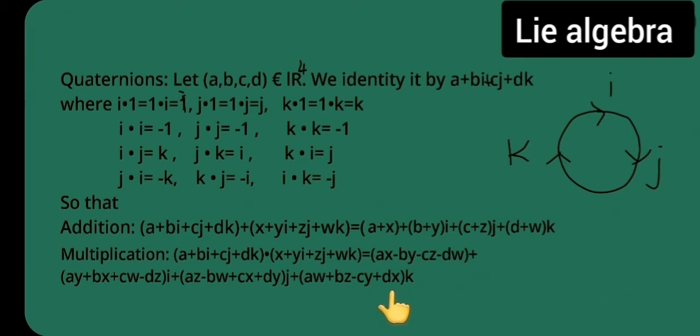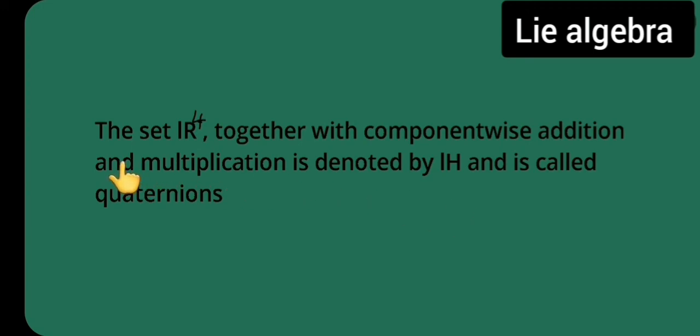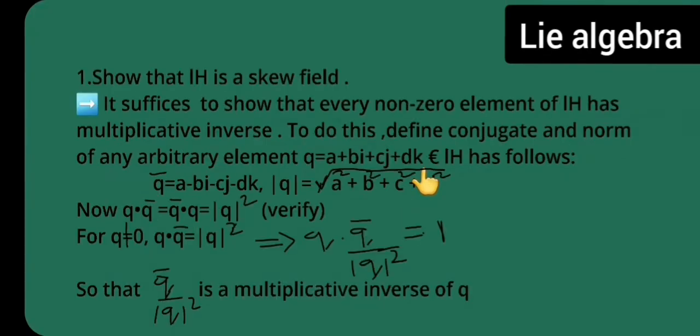Next. So this is one note. The set R4 together with component-wise addition and multiplication is denoted by H and is called quaternions. Next, this is where you have to show that H is a skew field. And there is one note I wanted to give you all: every field is a skew field, but a skew field need not be a field.